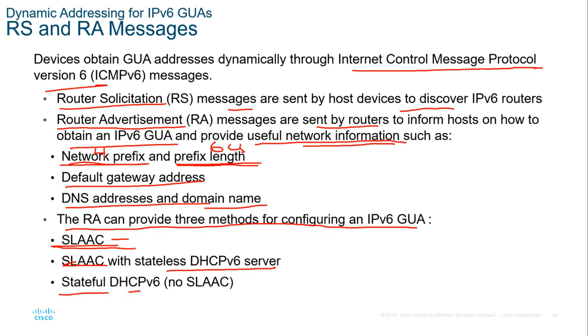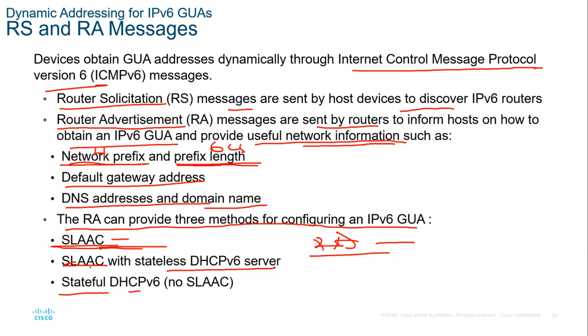So in SLAAC, the router uses router advertisements to instruct the end device on how to obtain the IP address by providing partial network information to the client, and then the other information is generated randomly by the end device.